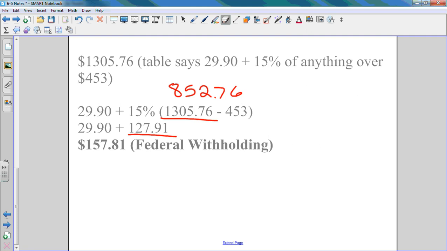Add that to the original $29.90, and his federal withholding, what the federal government takes in 1 week, is $157.81. I multiplied that $852.76 by 15%, and I got $127.91. Any questions? Doing okay?